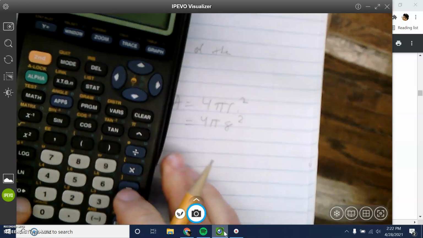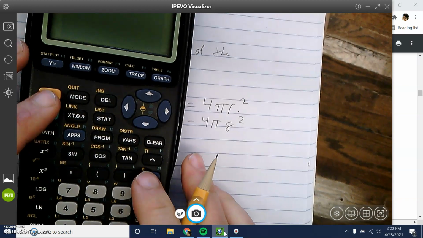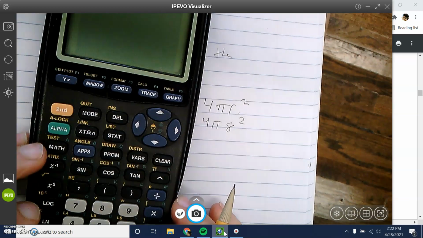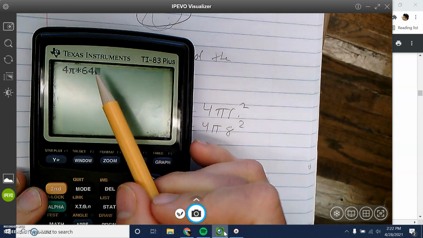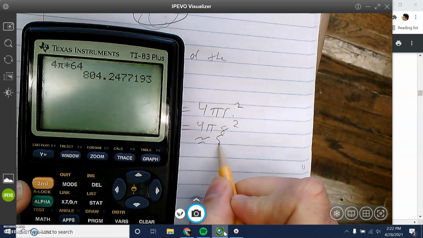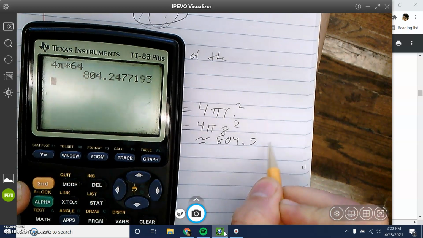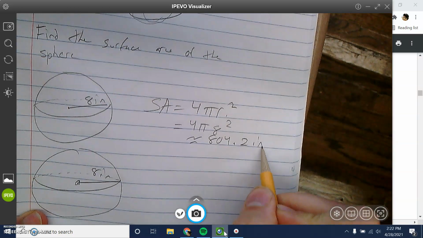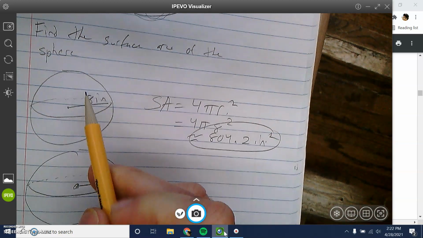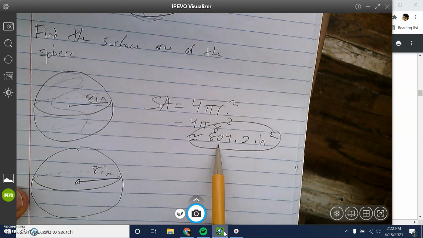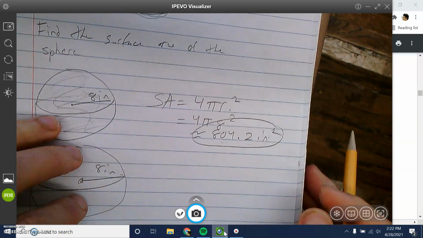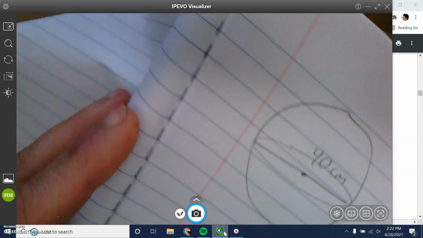Cool. All right. Calculator it up. 4 times pi times 64, which is 8 squared. 4 times pi times 64, which is approximately 804.2 inches squared. Area is always squared. Volume is cubed. So on the outside of the shape, it's 804.2 inches squared of material to cover the entire sphere. Let's try another one.